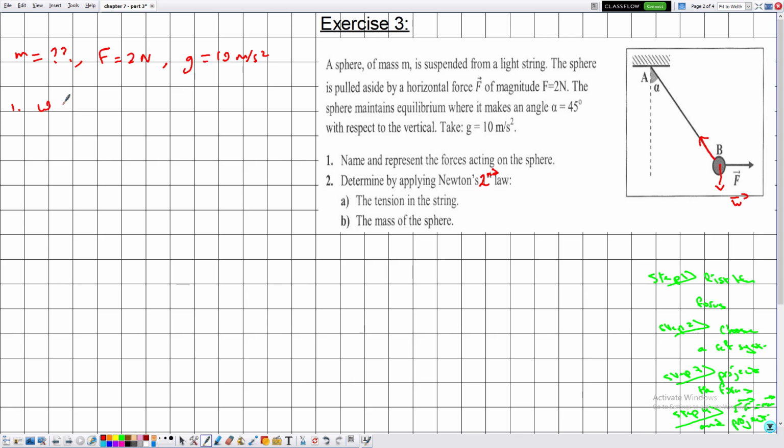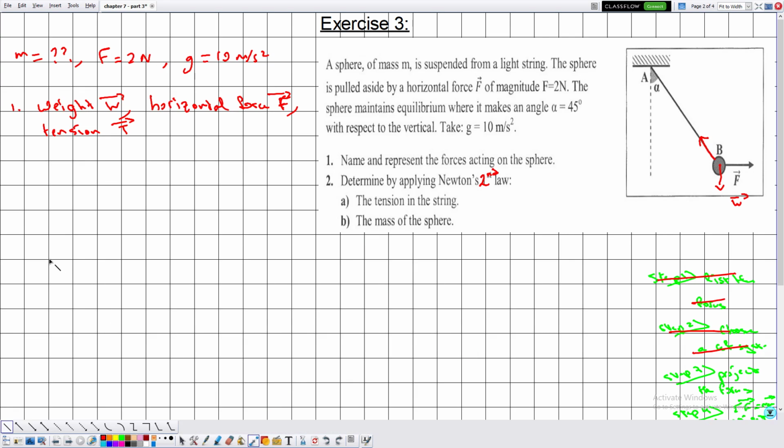Now, they are telling me to name and represent the forces acting on the sphere. Because it has a mass, it has a weight W. The other force is the horizontal force F. And because we have a string, we have a tension T. So we are done with step number 1. Let's represent these forces in a reference system. Let's choose this as the x-axis, this as the y-axis, this is the support here, and the string is connected to the support like this.